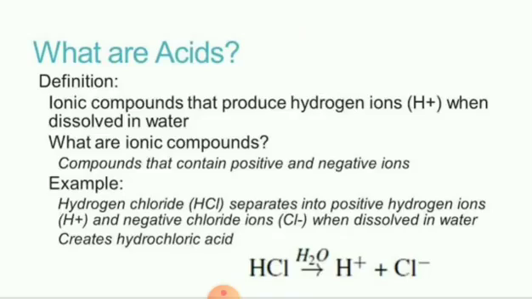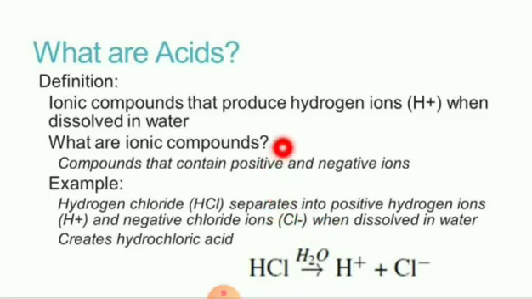For example, hydrochloric acid contains hydrogen and chlorine ions. When hydrochloric acid dissolves in water, it separates into hydrogen and chlorine ions. Which substance releases hydrogen ions? That substance is nothing but acid. So what is an acid? It is an ionic compound that produces hydrogen ions when dissolved in water. Do you follow, students? The substance that releases hydrogen ions on dissolving in water is known as acid.